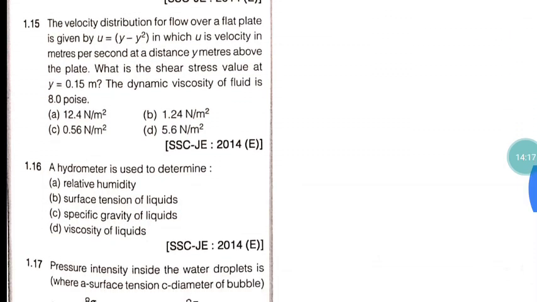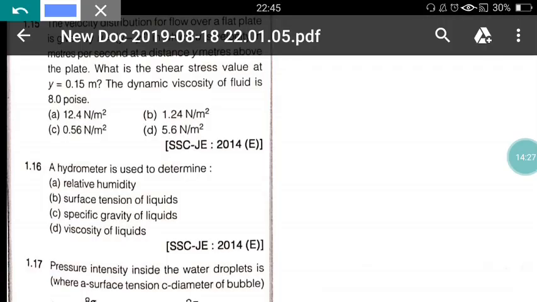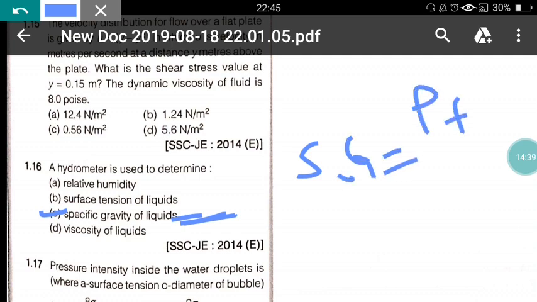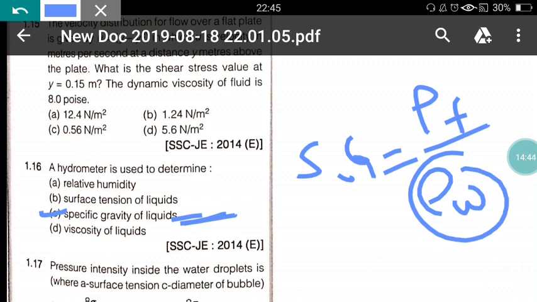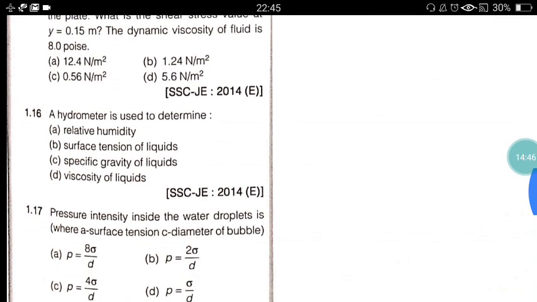Coming to the next question, question number 16. A hydrometer is used to determine what? A hydrometer is an instrument that is used to determine specific gravity. We can call it relative density also. So the correct answer for this question is option C. Specific gravity is nothing but the density of a fluid to the density of a standard liquid, that is water.